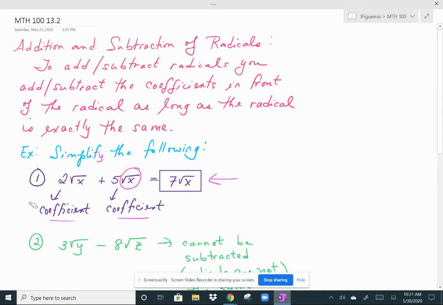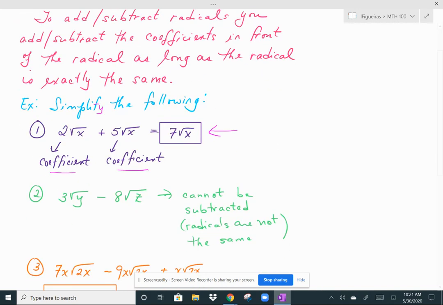In this case, I want to add or subtract 3 root y and 8 root z. These cannot be subtracted because the radicals root y and root z are different. So you can only leave them exactly as they are written in the original problem. Okay, so let's move on.